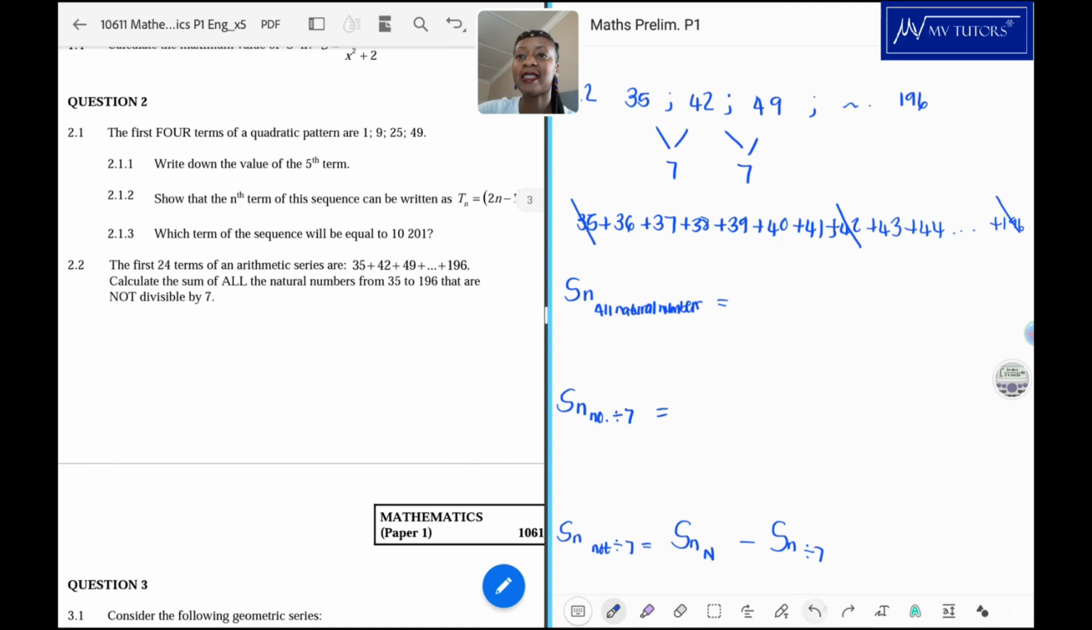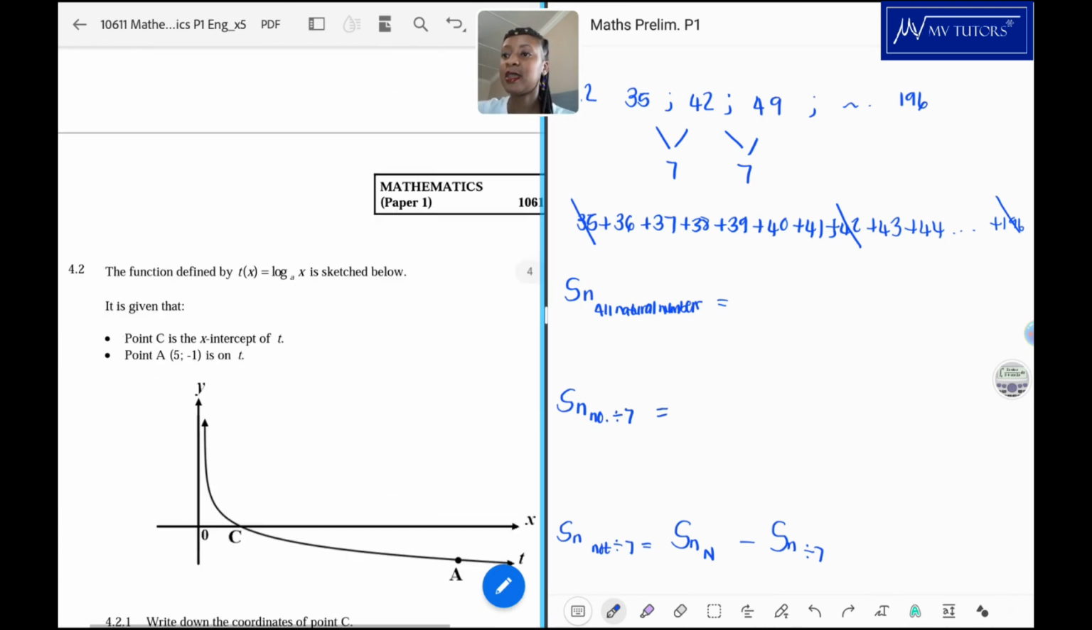Alrighty, let us attempt it. So, do you realize we have the first and the last term? I don't know if there's an equation there.